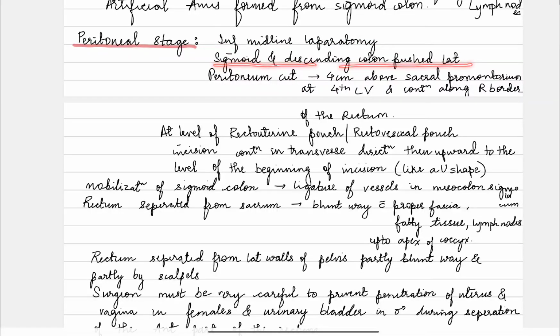Sigmoid and descending colon is pushed laterally. Peritoneum is cut 4 cm above the sacral promontory and continues along the right border of the rectum. At the level of the rectouterine pouch or rectovesical pouch, the incision continues in the transverse direction, then upward to the level of the beginning of the incision, like a U shape.